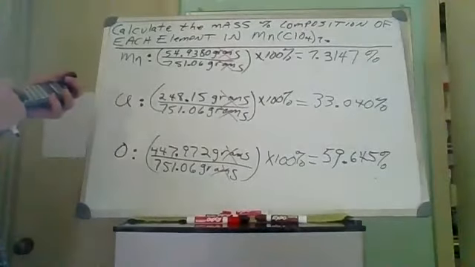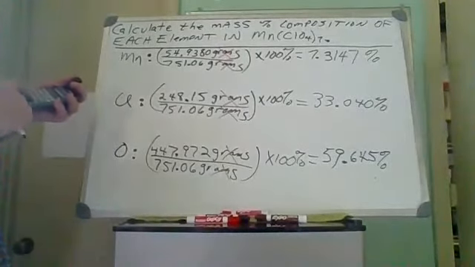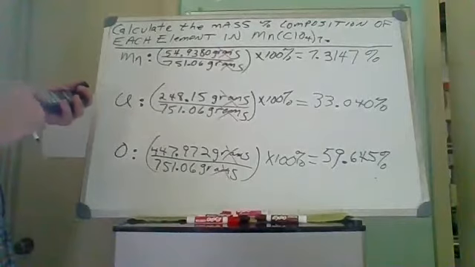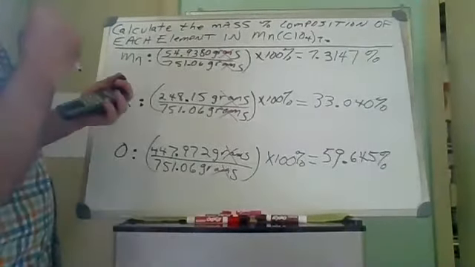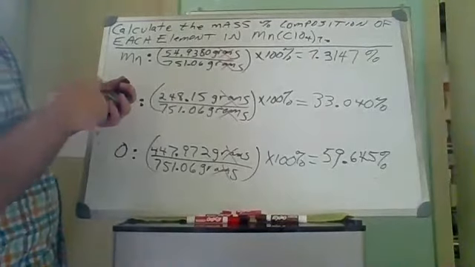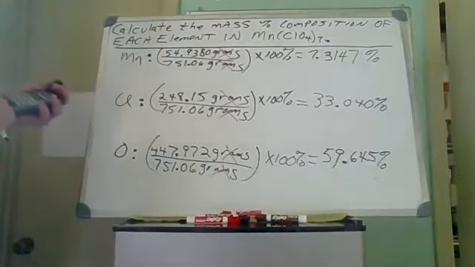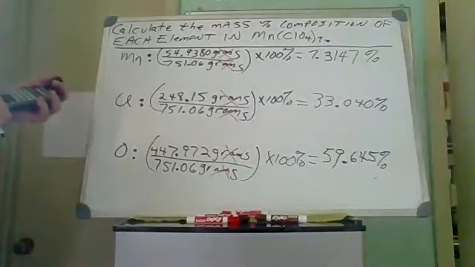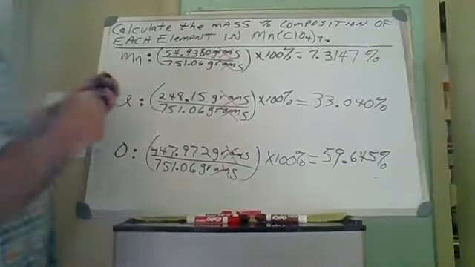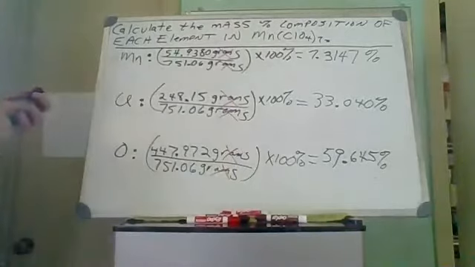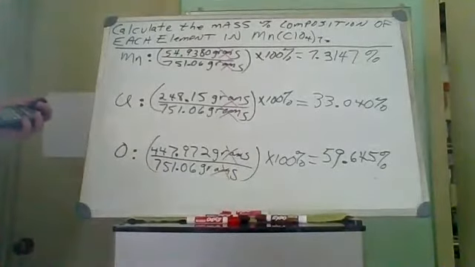And for the chlorine, oh, I got a different number for the chlorine there. 248.15 divided by 751.06 equals, okay, times 100. All right, so there I got the same answer. So again, that's why we do every calculation twice.